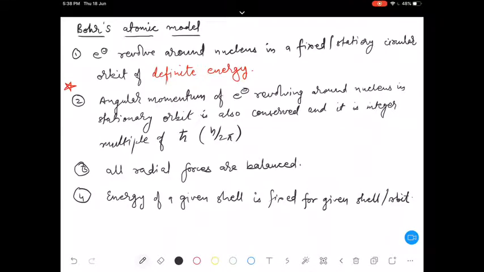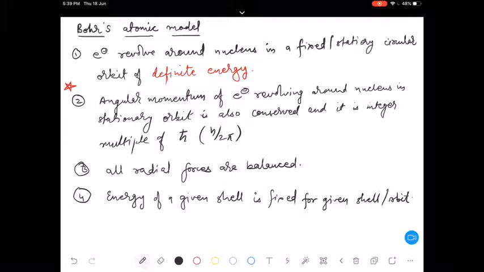Okay, now these are some of the postulates, but we don't understand that much from these postulates. We need to understand the structure of atoms, how these postulates will help us to understand the structure of atom that we are going to define.